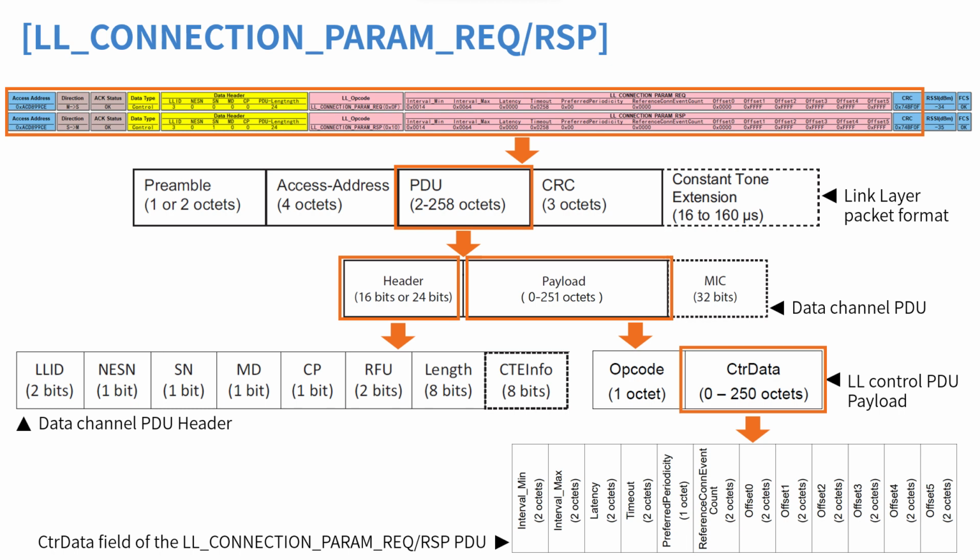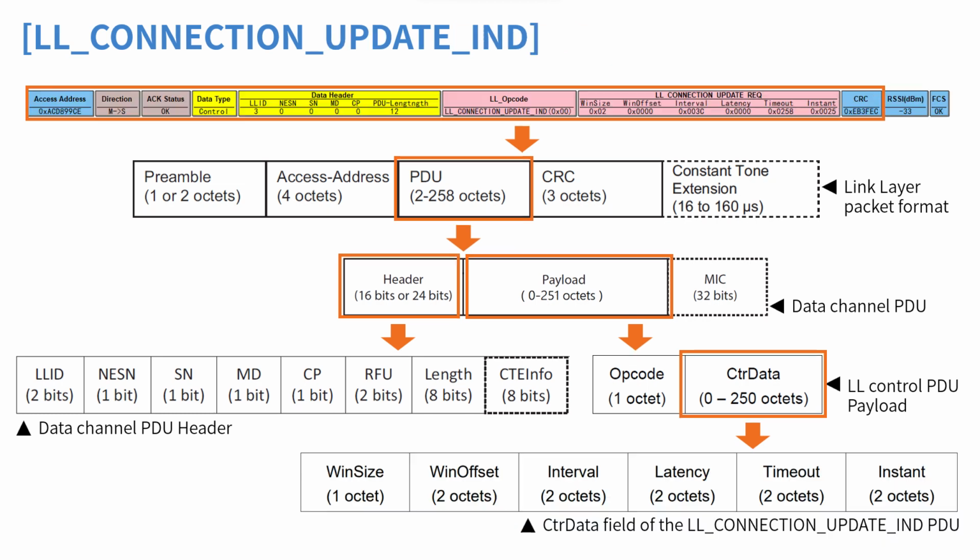The preferred periodicity should be less than or equal to interval max. The reference connection event count field should be set to indicate the value of the connection event counter relative to which all the valid offset 0 to offset 5 fields have been calculated. The offset 0 to offset 5 fields should be set to indicate the possible values of the position of the anchor points of the LE connection with the updated connection parameters relative to the reference connection event count.